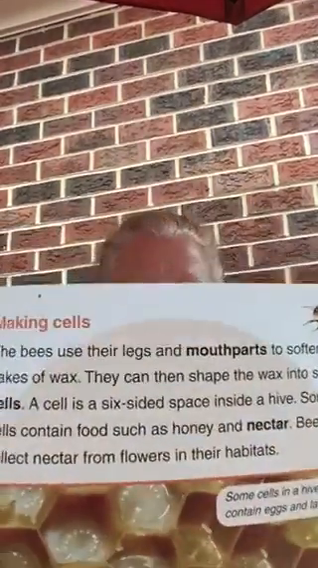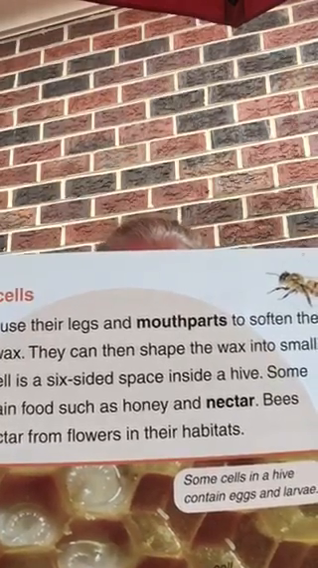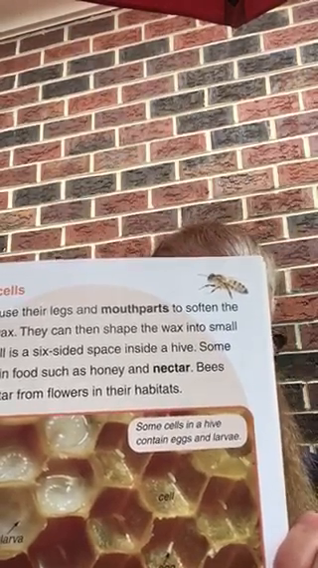Some cells in a hive, see them? Here's the cells in a hive. And some of them have honey, and some of them have larvae, and some of them have nectar inside them. That's how we get honey. We collect them from the beehives.